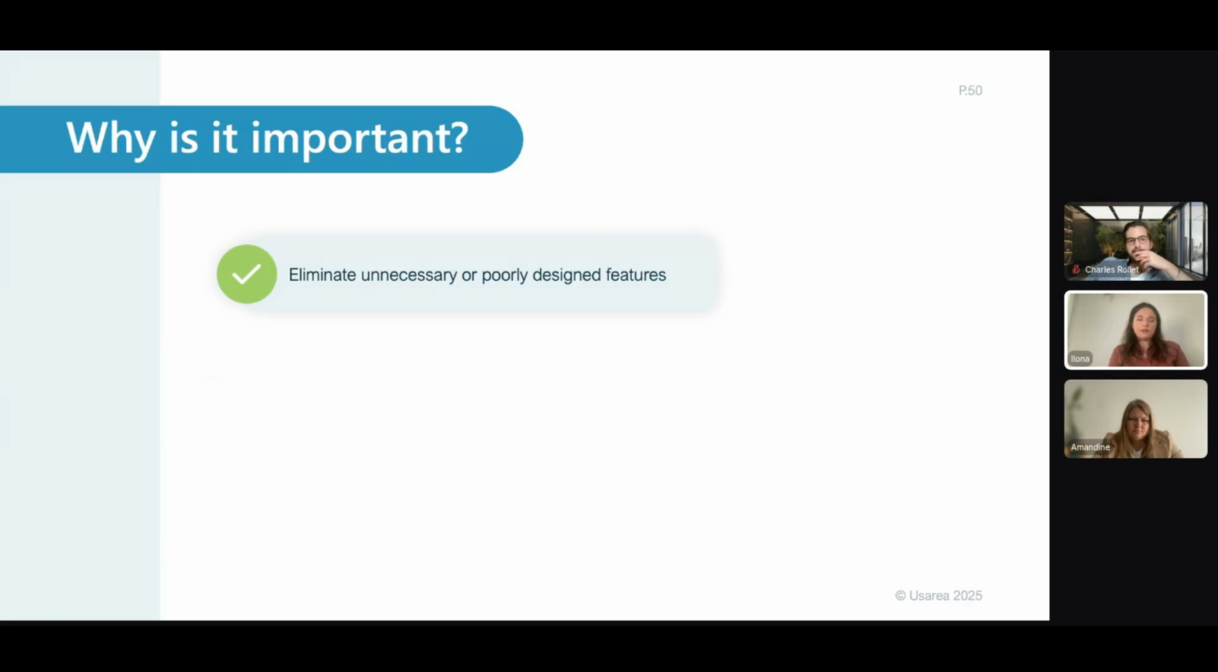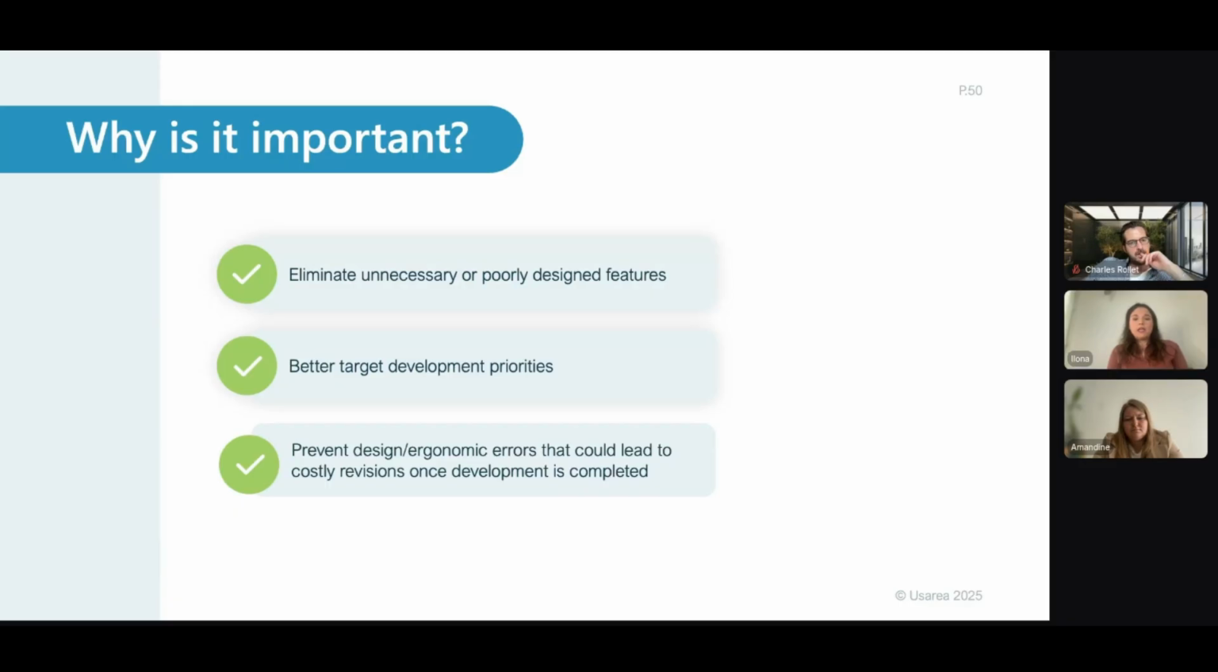So why is formative evaluation really important? Because first, you eliminate unnecessary and poorly designed features. You better target development priorities, and you prevent design errors that could lead to costly revision once development is completed.